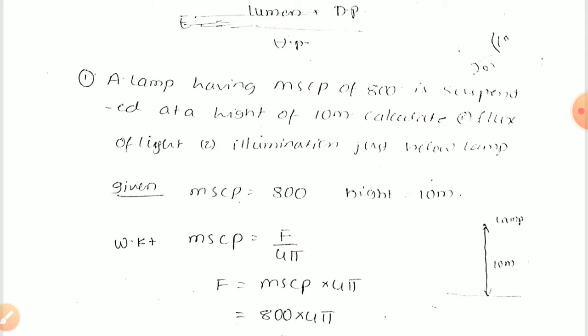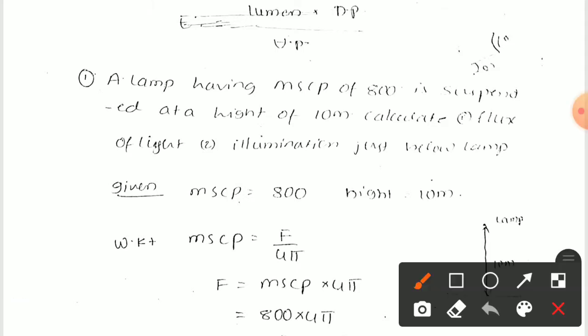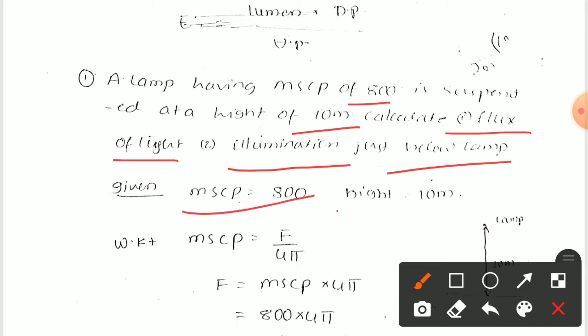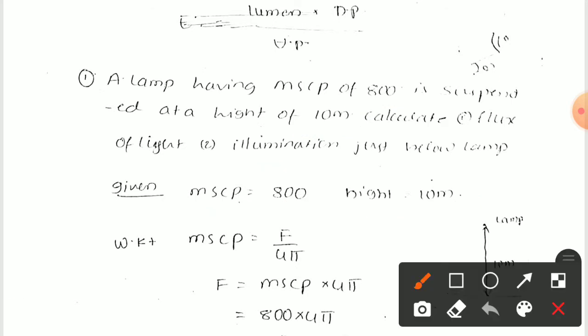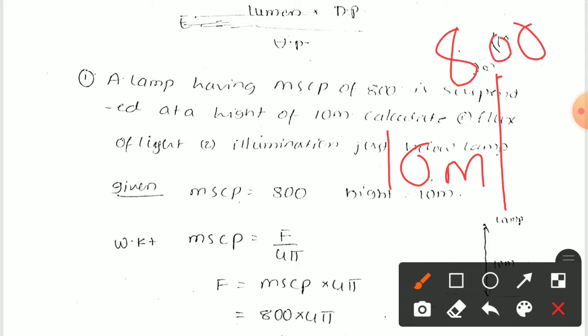Let me start with the first problem on the laws of illumination. A lamp having an MSCP, mean spherical candle power, of 800 is suspended at a height of 10 meter. Calculate the flux of the light and the illumination just below the lamp. So MSCP is 800, the height is 10 meter, and the lamp is suspended at this particular point.